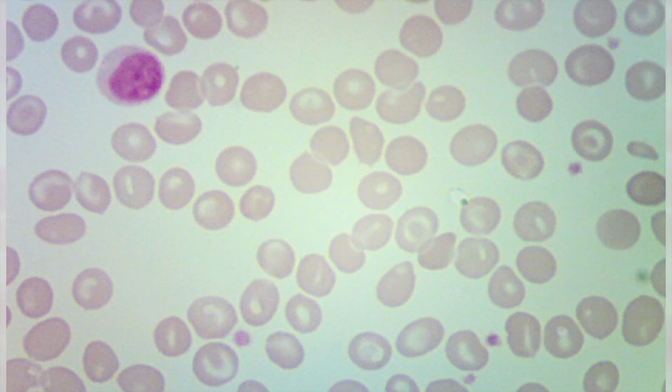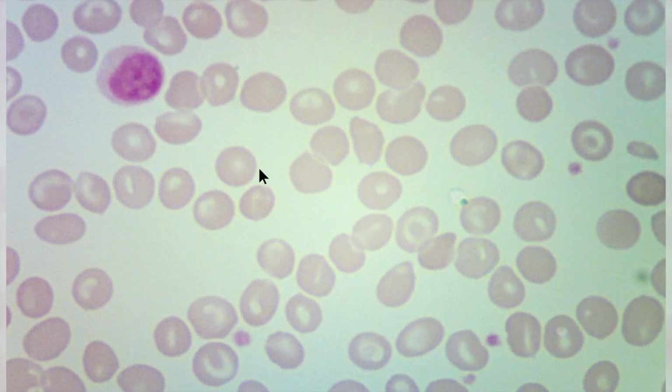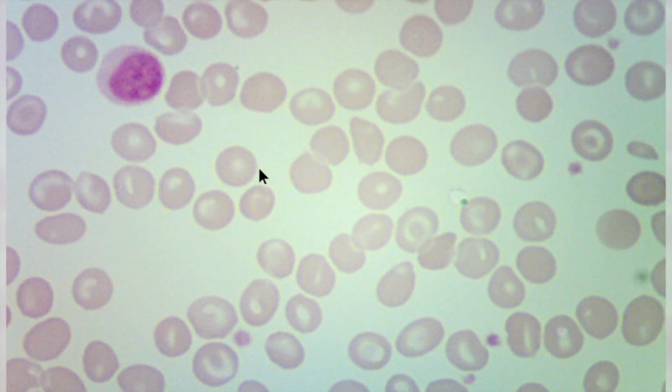In this field, what we are seeing is a lymphocyte, a slightly large lymphocyte. It is not a resting lymphocyte, but I would say that the size of this lymphocyte is going to assist us to detect a general characteristic of all these cells. These are all microcytic cells. And if you notice, you will see that most of the cells are the same size, because remember, this is a hereditary problem.